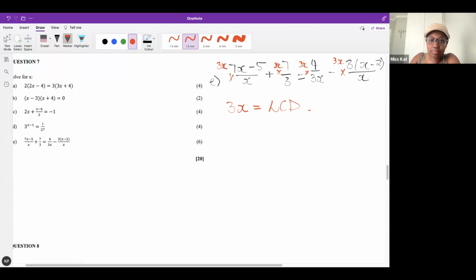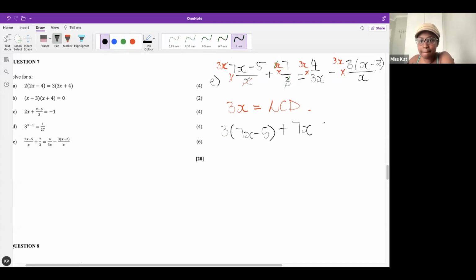Okay, so on the first one, we have 3x divided by x. Which ones cancel out? We already had an x, right? So we're left over with 3. So the x's are gone, poof. And we're left with 3 times 7x minus 5. Plus. Let's look at the second one. What cancels out in the second one? We already have a 3. So what's left? An x. So you have 7x equals.